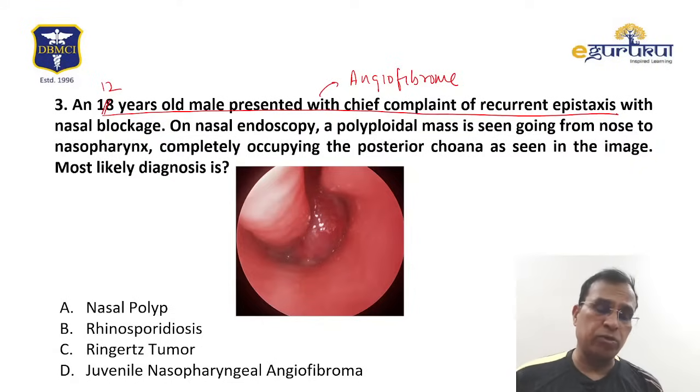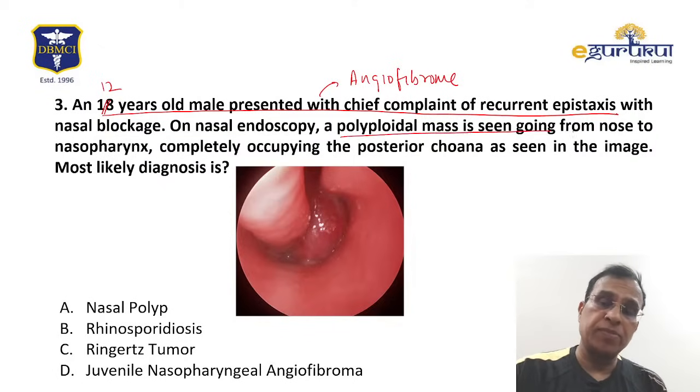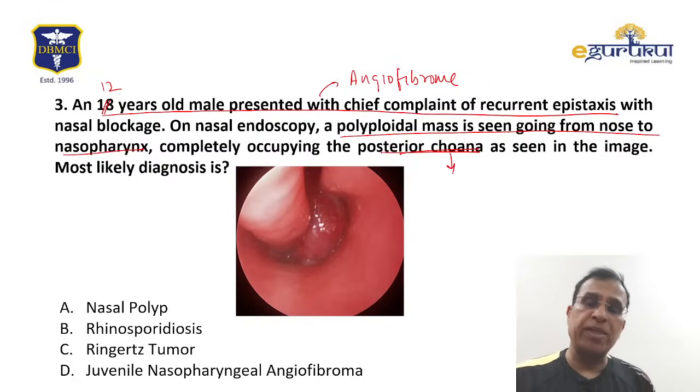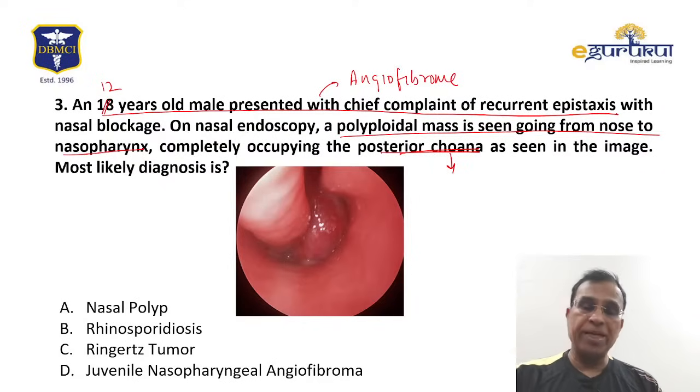But let's look at the question. There is nasal blockade also. And on endoscopy, there is a polypoidal mass in the nasopharynx, from the nose to the nasopharynx, occupying the posterior choana. The choana is a very typical site of angiofibroma. So everything tells you this is angiofibroma, and the image is also showing you the same thing.